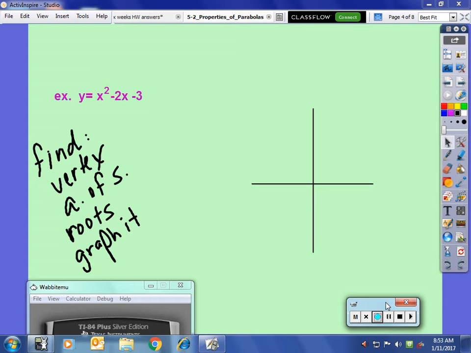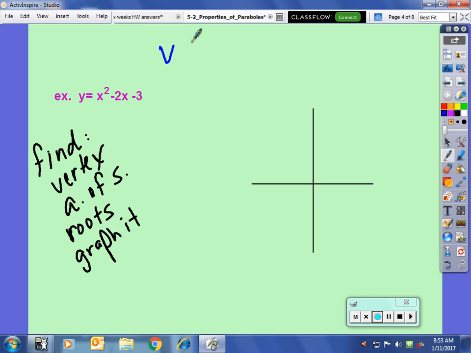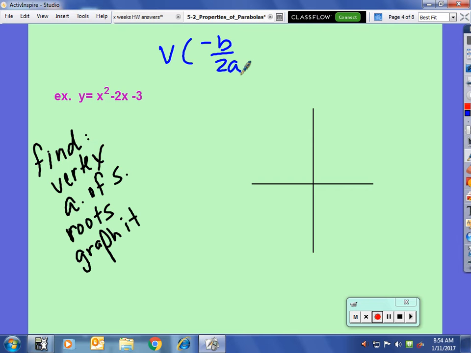Okay, vertex. Now there's several ways to find it. There's a calculator way, there's a completely brain way, and there's my favorite, half brain, half calculator. Do y'all remember how to find vertex? Opposite of b over 2a. That's the brain part. You actually have to figure out the opposite of b over 2a. Then comes the calculator part. Then you look in your calculator's table of values to see the y value that goes along with that x value. Okay, so that's the best way I prefer.